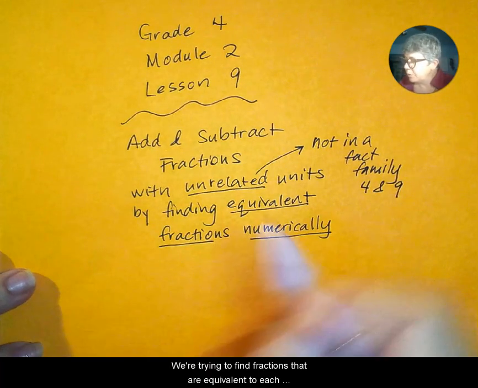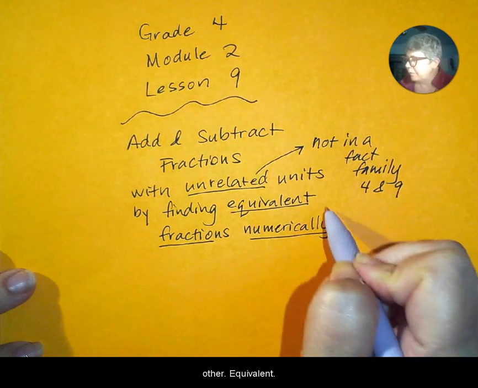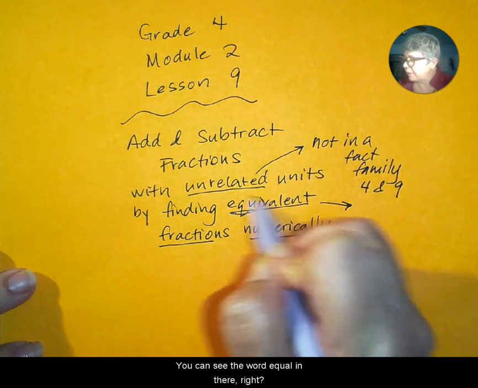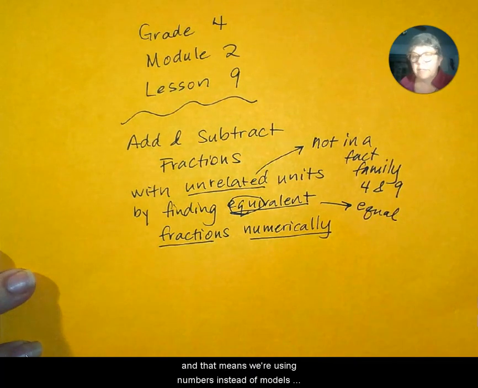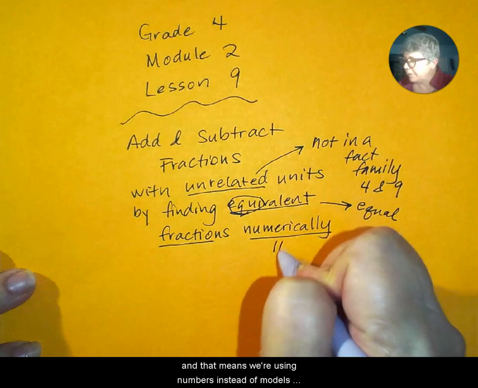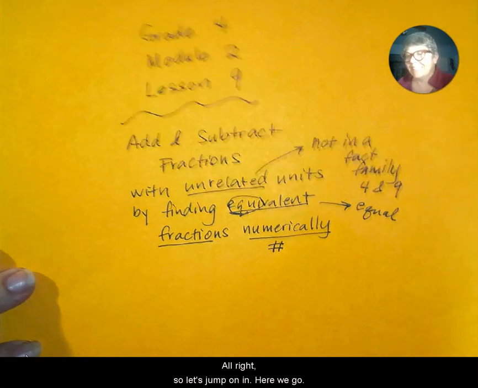Equivalent, right? We're trying to find fractions that are equivalent to each other. Equivalent, you can see the word equal in there, right? So equal fractions numerically, and that means we're using numbers instead of models today to figure out equivalent fractions, all right? So let's jump on in.